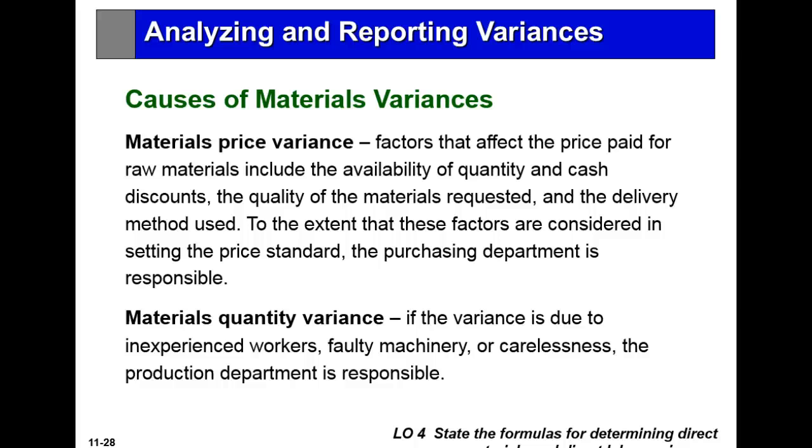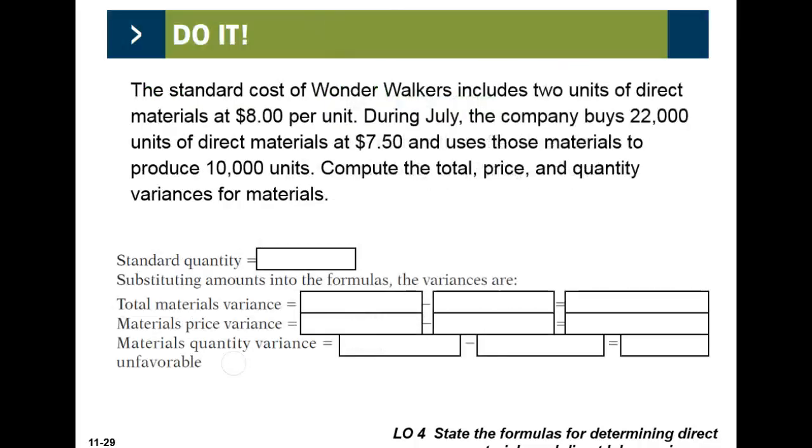They're being wasteful in their products. Let's look at one. The standard cost of Wonder Walkers includes 2 units of direct materials at $8 per unit. During July, the company buys 22,000 units of direct materials at $7.50 and uses those materials to produce 10,000 units. Compute the total price and quantity variance for materials.